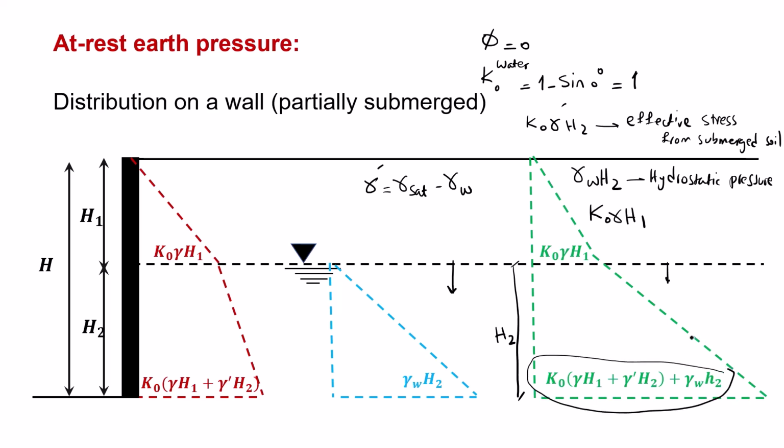These are shown here, and as you can see in the green line on the graph, the slope of the pressure distribution increases below the groundwater level. This slope is steeper than this one.